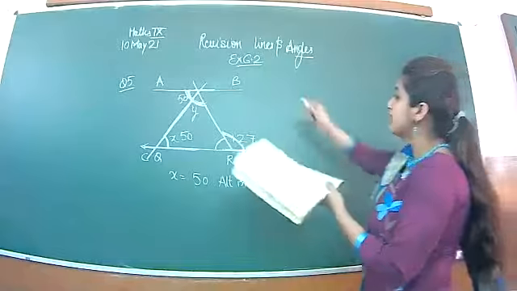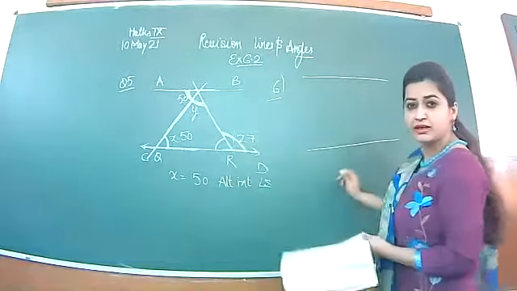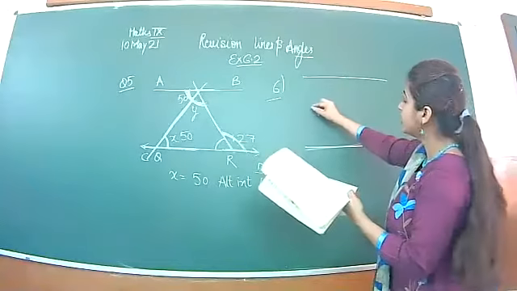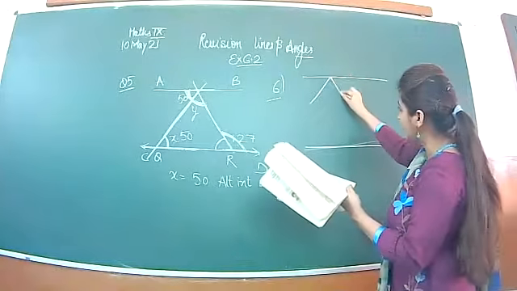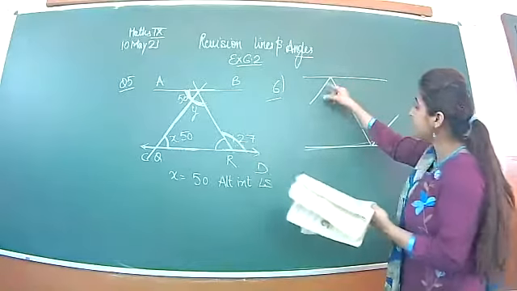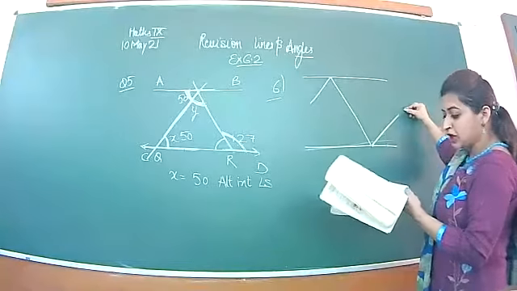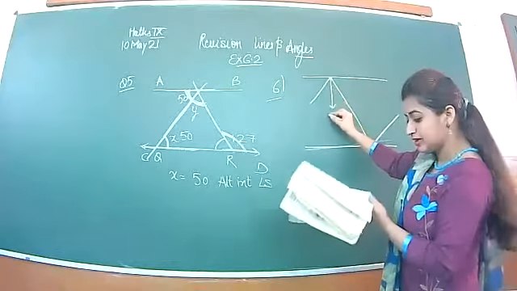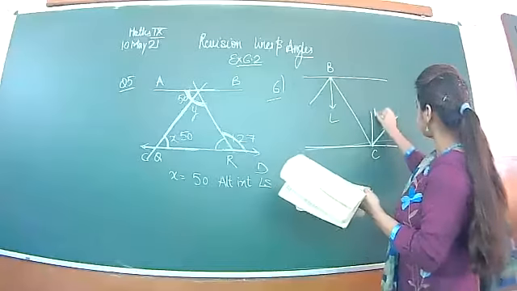Next question is, in question number 6, you have been given two mirrors. Yes, listen. You have been given two mirrors, and here angle of incidence is equal to angle of reflection. That is your law of reflection. In the same manner, here also this ray strikes here and goes here. So you will draw two perpendiculars, that is your BL and CN.